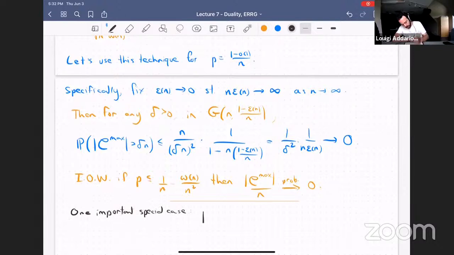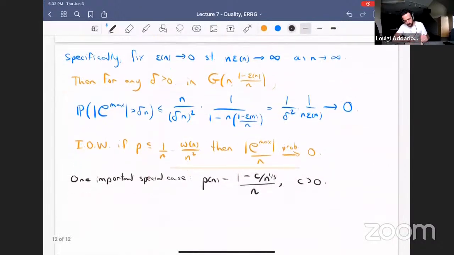is when p has the following form. It's just a little bit less than 1 over n, but the correction is going to be of order n to the third. Here c is positive. So it's an epsilon n, but a particular choice of epsilon n. Then in that case, 1 minus pn is c over n to the third.